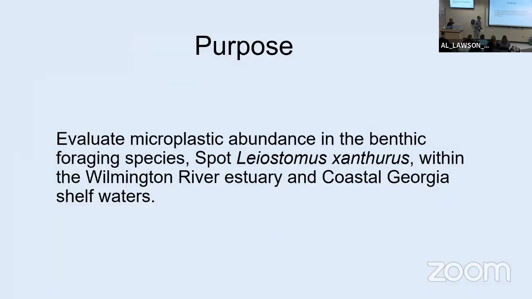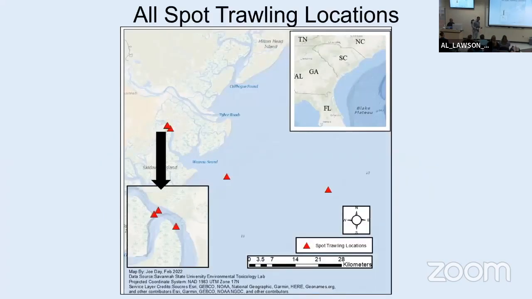So the purpose of the present study is to evaluate microplastic abundance in the benthic origin species Spot Leiostomus xanthurus within the Wilmington River estuary and Coastal Savannah, Georgia shelf waters. Fish samples were collected with either a mongoose net trawl or otter trawl. In this infographic you see here is the ArcGIS map of all 5 of our trawling locations. This smaller map is our 3 estuarine trawling locations. And in this bigger map, you can see our 2 offshore Wassaw Sound trawling locations. And Barry was on that RV Savannah trip, so thank you for helping out there.